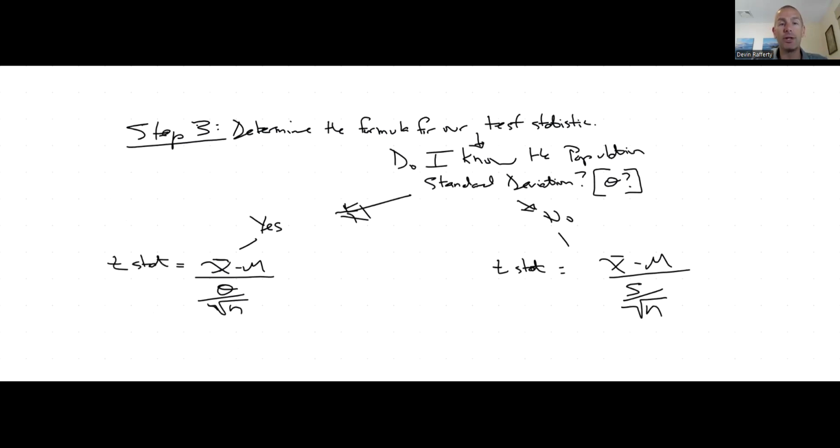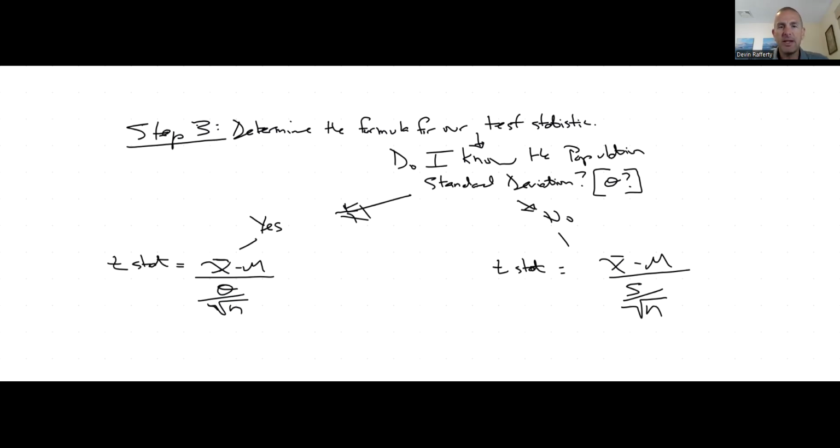The one and only question that we ask ourselves is, do I know the population standard deviation, right? If the answer is yes, if we know the population standard deviation, we're going to work with this formula. And if the answer is no, we're going to work with this formula. Okay, well, do I know the population standard deviation? Let's go back to the question.